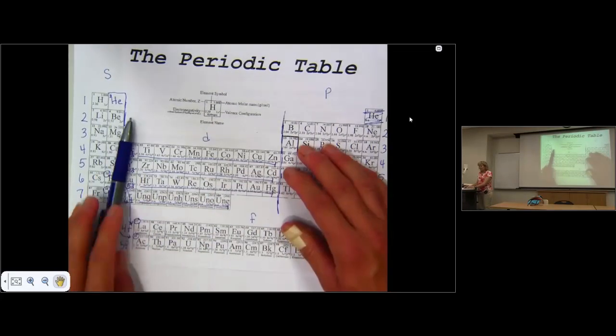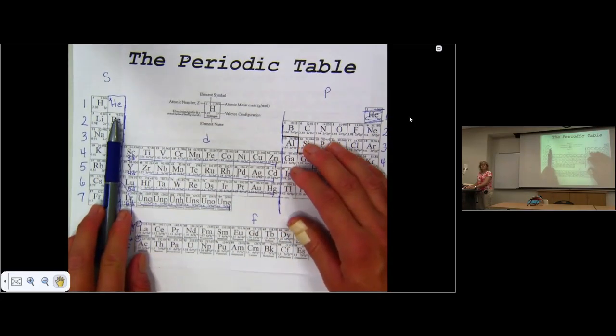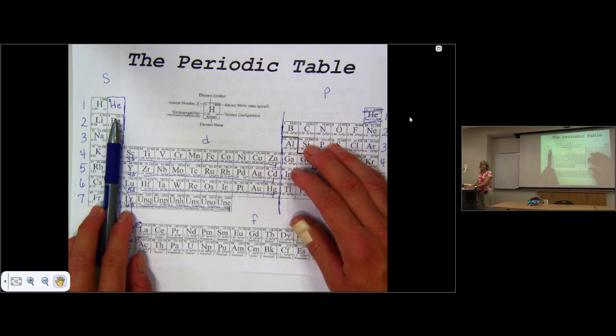What does this entire column have a charge of when it becomes an ion? +2. What does it lose in general? The 2 electrons out of what subshell? S subshell. Okay?